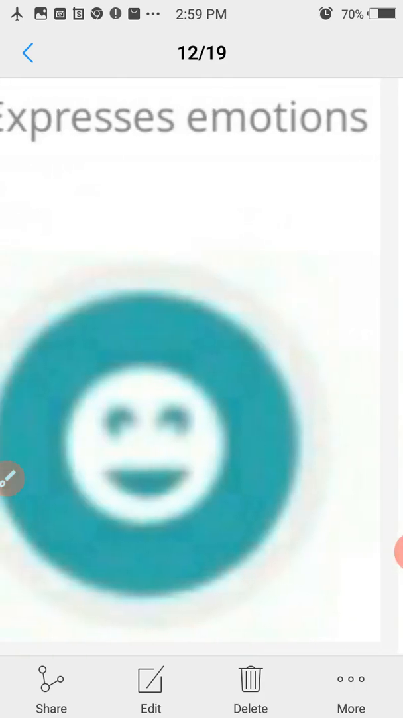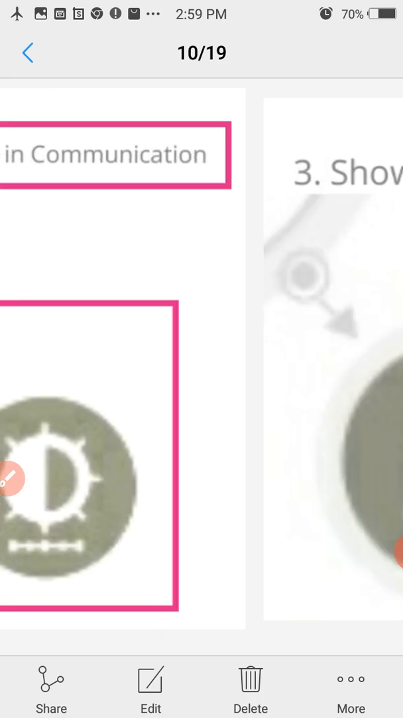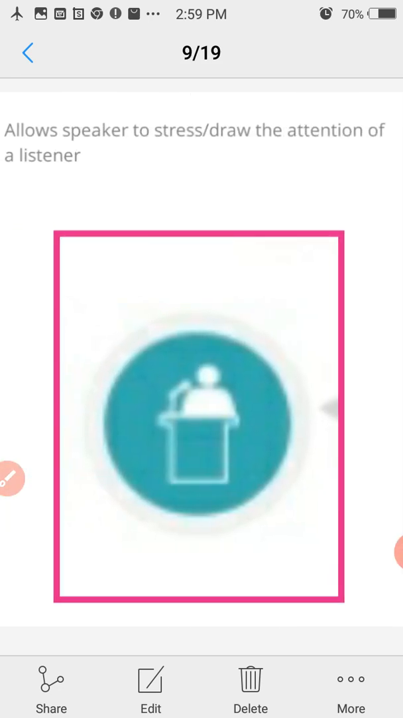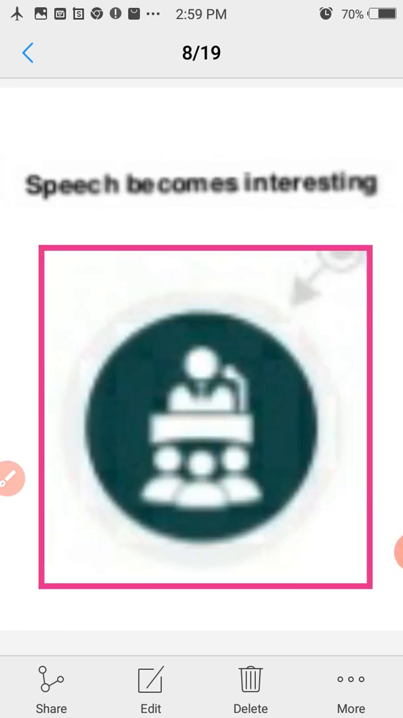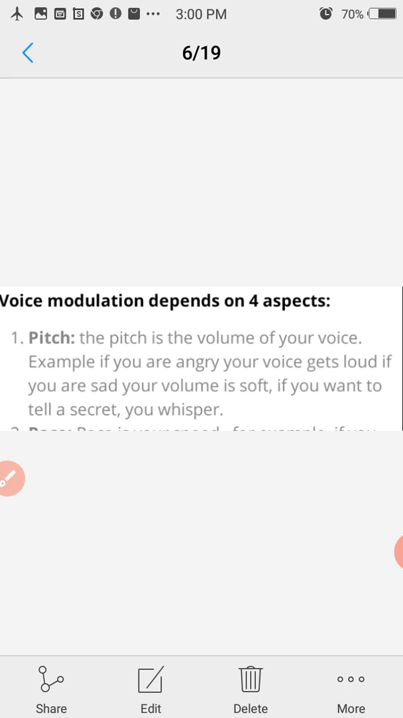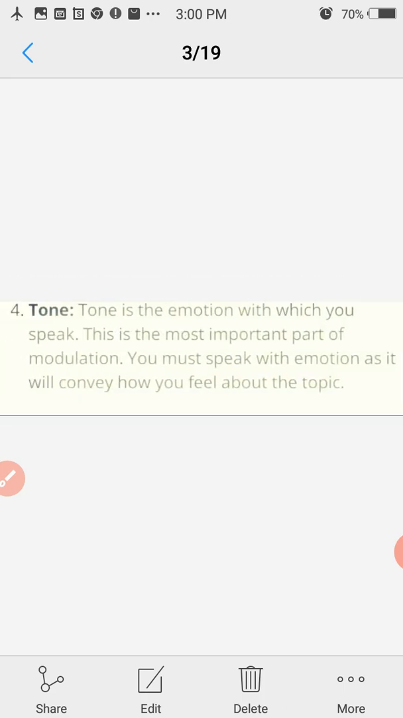It binds the audience. It expresses emotions. It shows the confidence of the speaker, and it brings clarity in communication, and it allows the speaker to stress or draw the attention of viewers or listeners, and speech becomes interesting. Now, if you are thinking, how do you modulate your voice? Yes, you can modulate your voice. There are 4 aspects. The first is pitch, the second pace, the third pause, and finally tone.